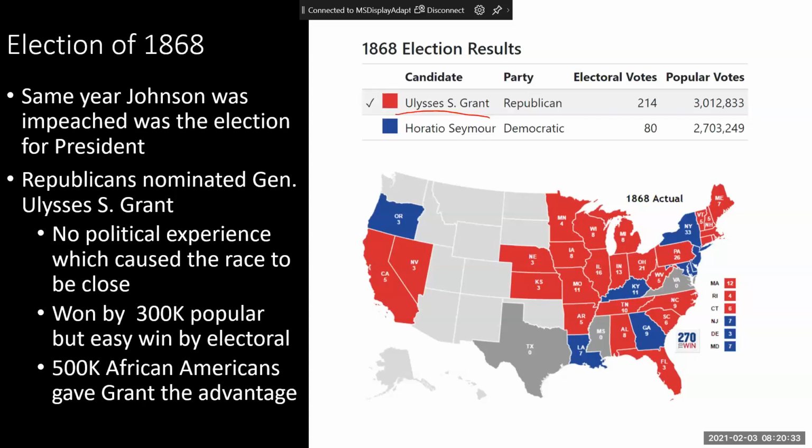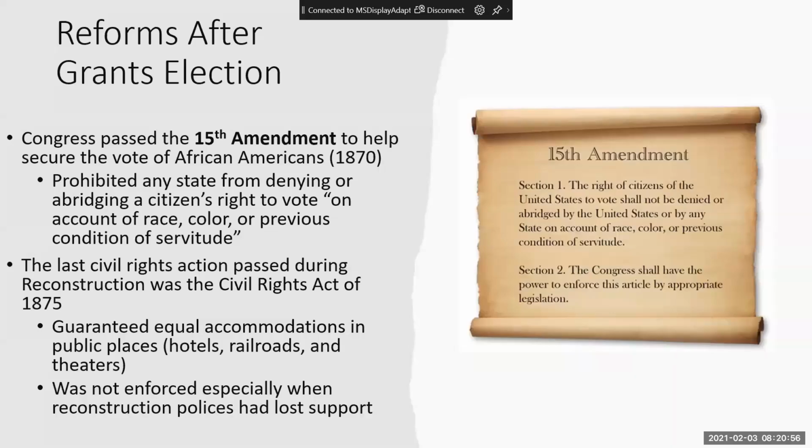The reason this was a landslide was that at this point, the African-American vote really helped Grant win, right? Obviously the Republican Party was pushing toward ending slavery. They were the ones trying to push for citizenship. So African-Americans were now able to be involved and help the Republicans win. Now, to make sure this major victory in the elections continued in the future, one of the first things they did was pass the 15th Amendment, which helped secure the African-American vote.